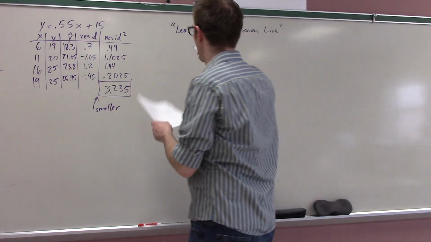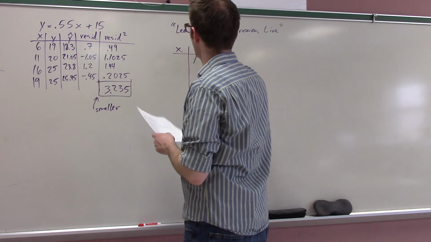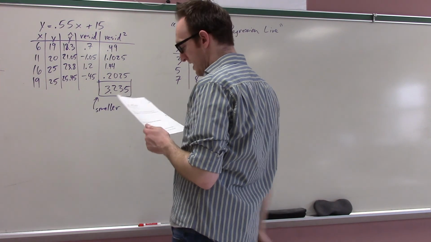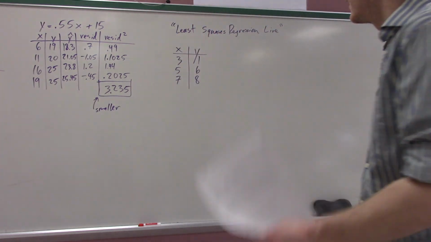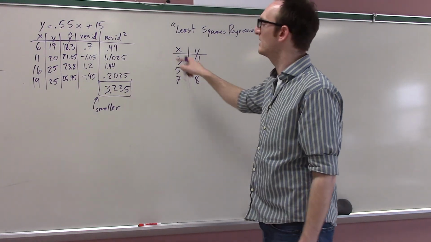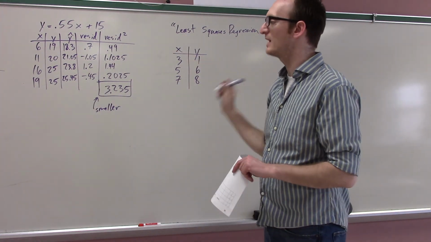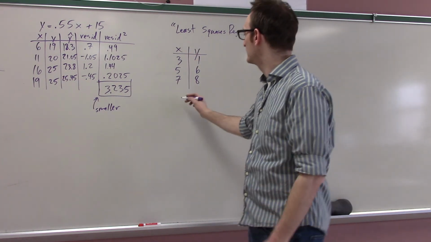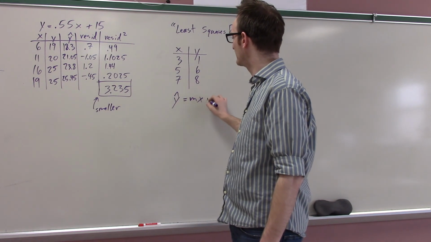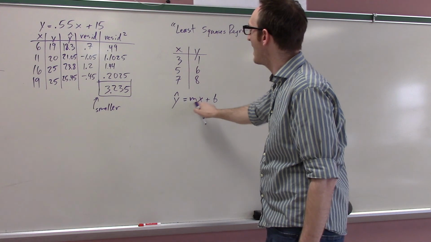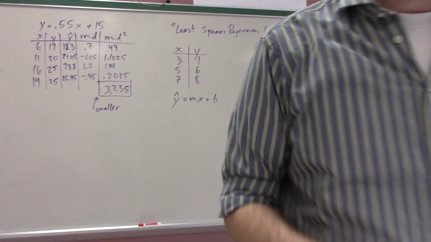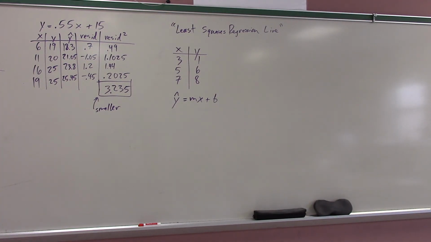So let's take, for our purposes, some very, very simple linear data. 3, 5, 7, 1, 6, 8. And what I want to do with this data is find the line of best fit. In other words, find the line such that the sum of the squares of the residuals is as small as possible. In other words, if we call y hat mx plus b, then find the m and the b such that the sum of the squares of the residuals is minimized. Okay, I'm going to pause for a second, and then we're going to do this on page 3, and then we'll be done.